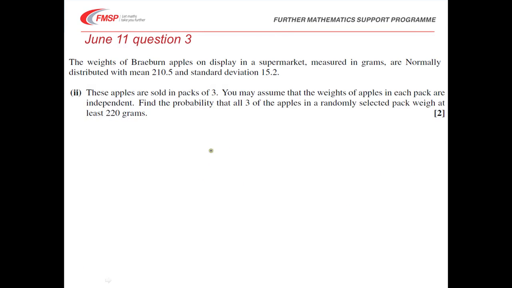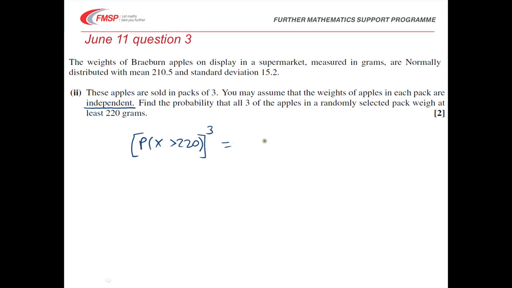So apples are sold in packs of 3, and you may assume that the weight of apples in each pack are independent. Find the probability that all 3 apples weigh at least 220 grams. So the key word here is independent. So that's the fact that the first apple weighs at least 220, and the second apple, and the third apple. And because they're independent, we can just multiply all of those together. So you get 1 method mark for getting to that particular point, which is quite nice, as long as you substitute your numbers in.